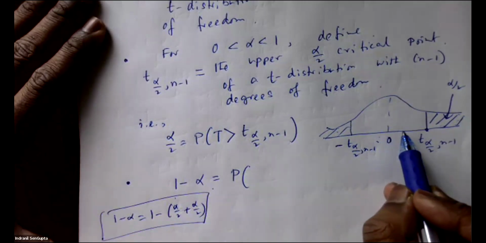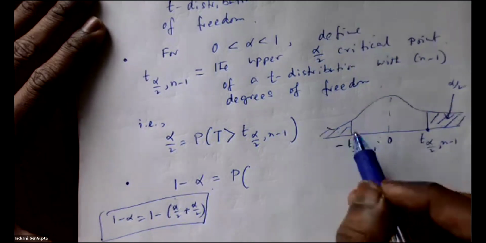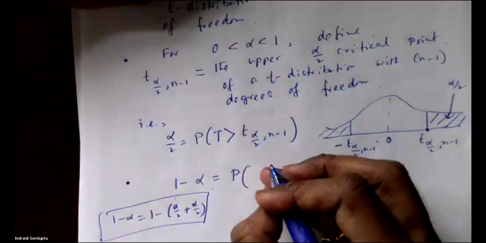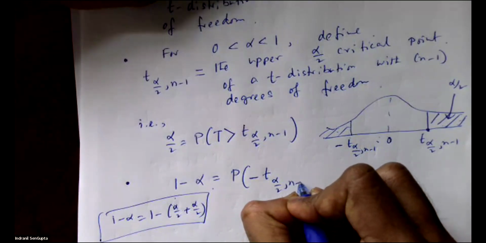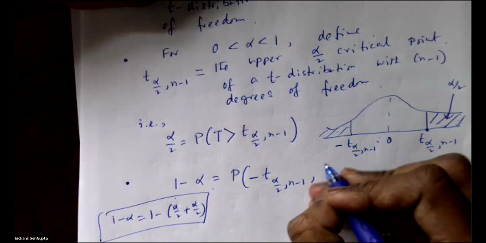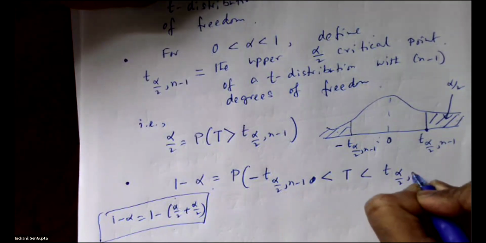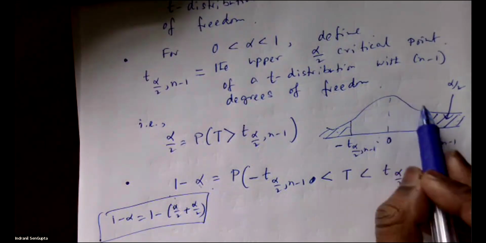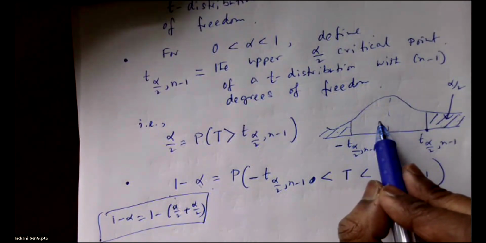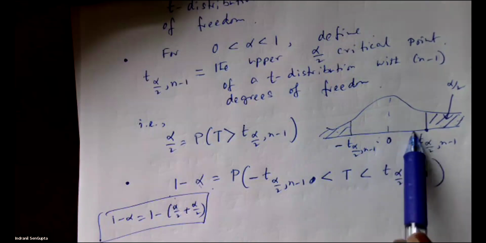So this is basically the probability that the value of T is between this and this. The T distribution is symmetric; we discussed this in the first class. So this is the probability that minus t of alpha over 2, n minus 1 is less than T, which is less than t of alpha over 2, n minus 1. Do you agree? So 1 minus alpha is the probability of this unshaded region, that is, the probability that the random variable T takes a value between these two, right?